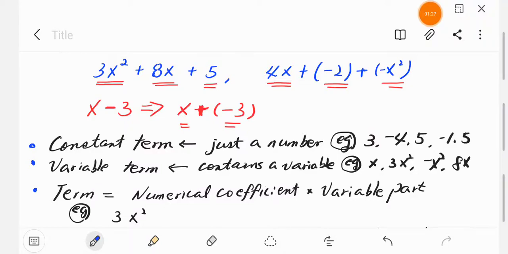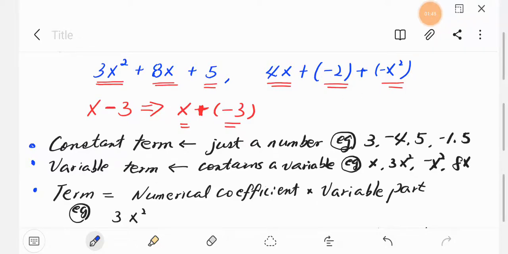Okay, the constant term. A constant term is just a number. It's a term that has only a number. So in the first expression, this 5 is just a number, so 5 is the constant. And in the second expression, negative 2 is the constant.